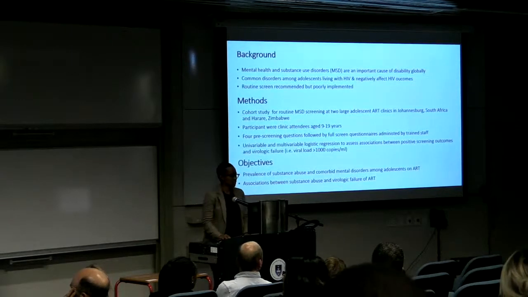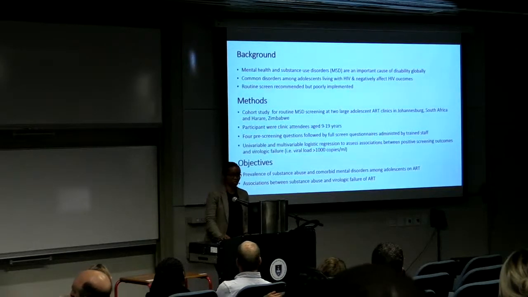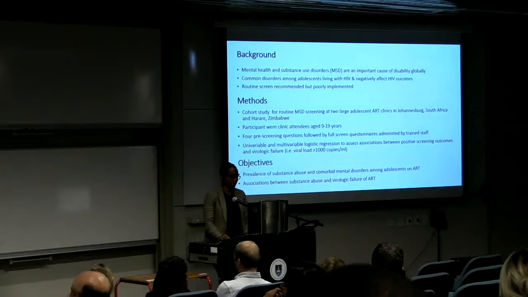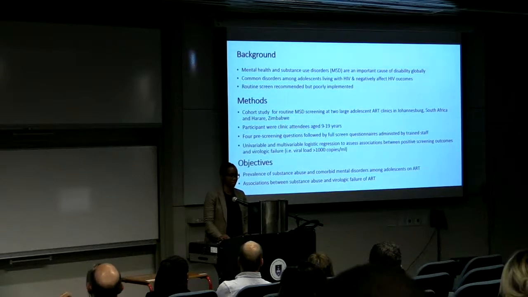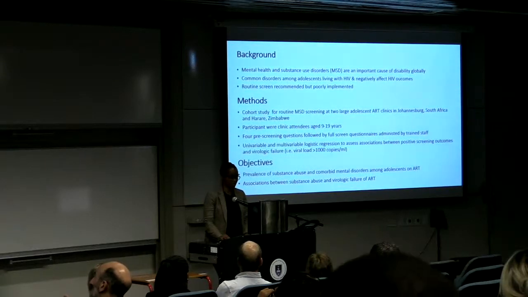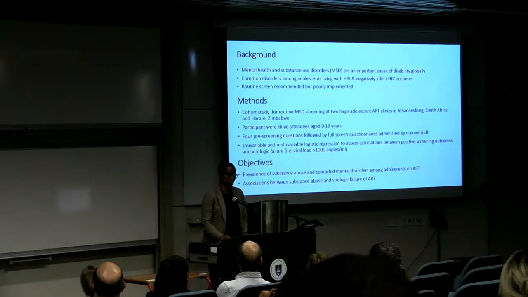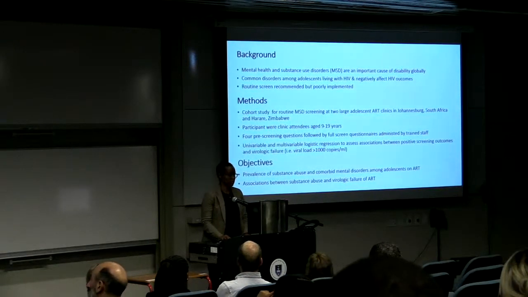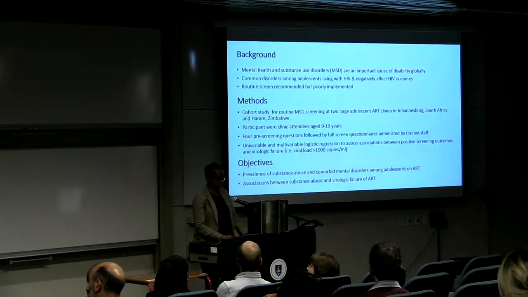I'm presenting a study on mental health and virological treatment outcomes of HIV positive adolescents who use substances. So the background: mental health and substance use disorders are important causes of disability globally and are common among adolescents. And importantly, they've been associated with negative HIV outcomes. And we know that these disorders are not being screened for, even though it is recommended that they are. And so there's poor implementation of screening services.